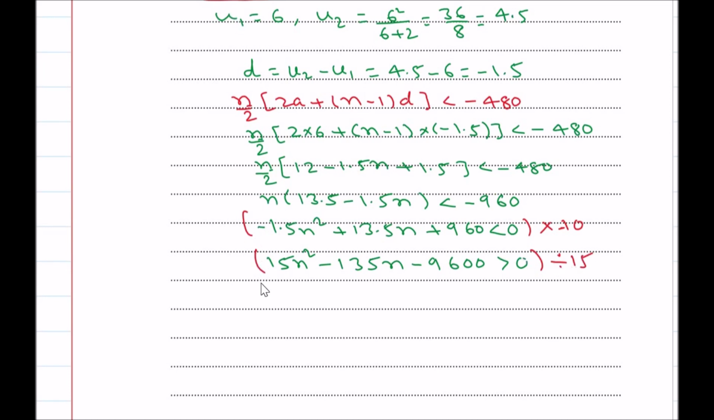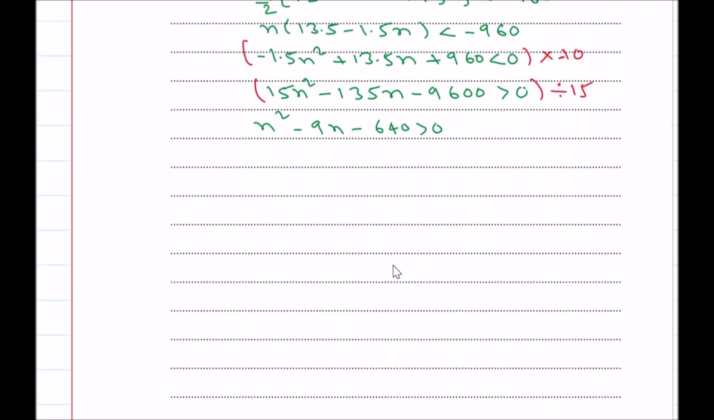So we get n square minus 9n minus 640 greater than 0. This inequality. Now we cannot factorize this. With this quadratic, we will not be able to factorize. So we use quadratic formula here.